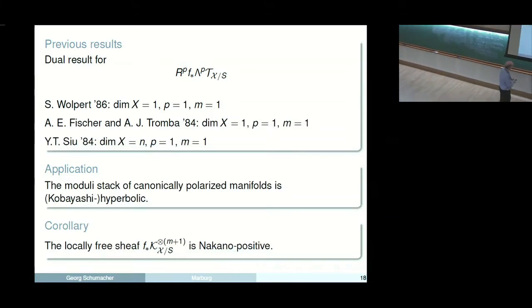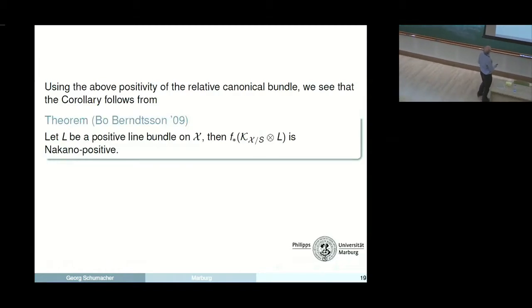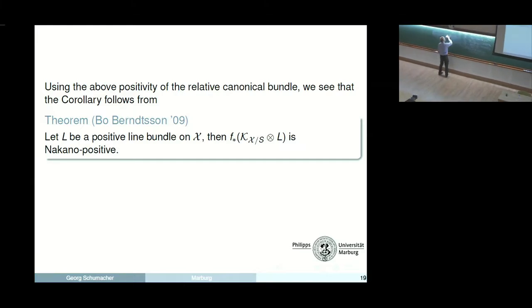All right, and then one could also look at a theorem by Berndtsson, who looked at such direct images. Now, if I plug in the fact that the relative canonical bundle is positive, then I can use it at this point, and I get Nakano positivity once again. There is one thing I would like to mention about dealing with these sheaves.